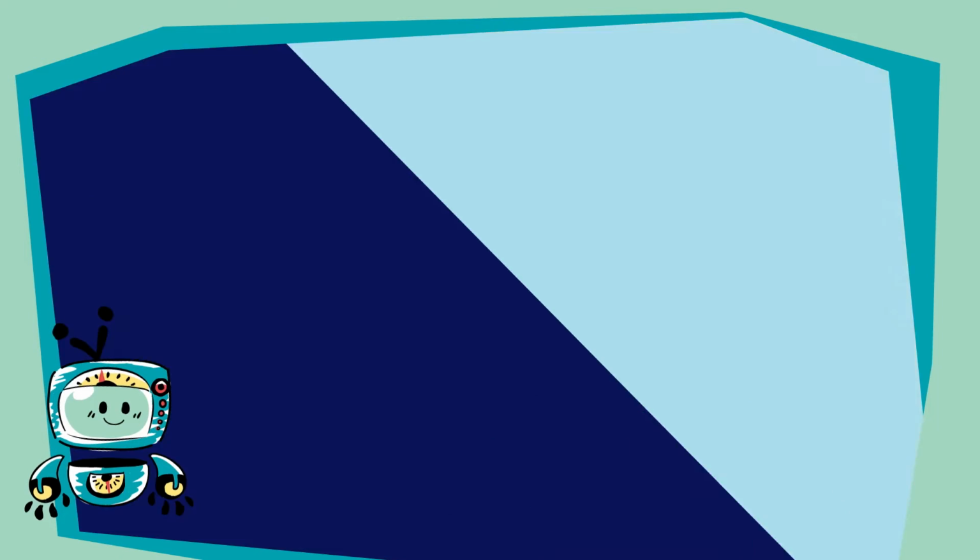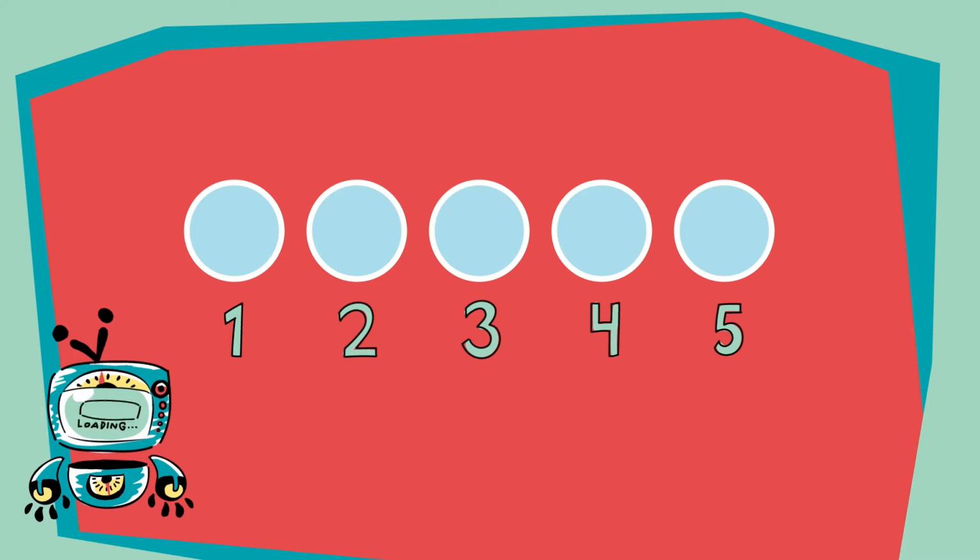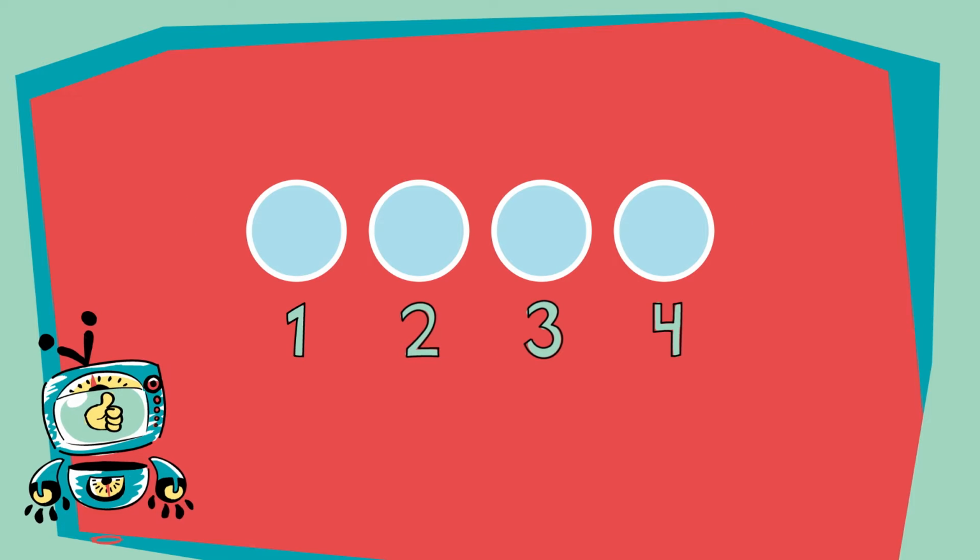Now, let's take one object away. I'll take away my scissors. So we started with 5 objects, and then we took one object away. So how many do we have left? You're right, we have 4. 1, 2, 3, 4. Because 5 objects take away 1 is 4.